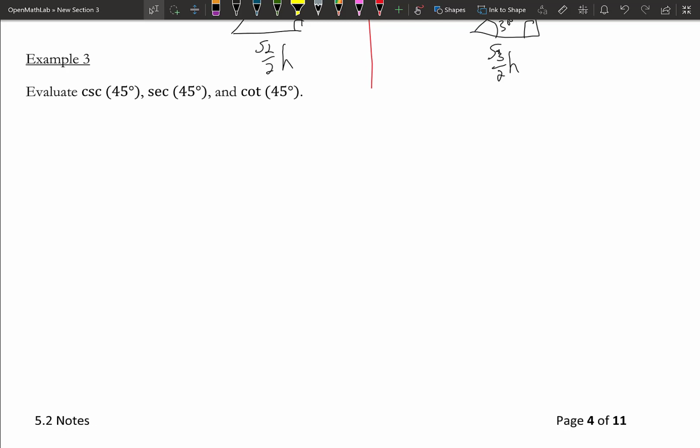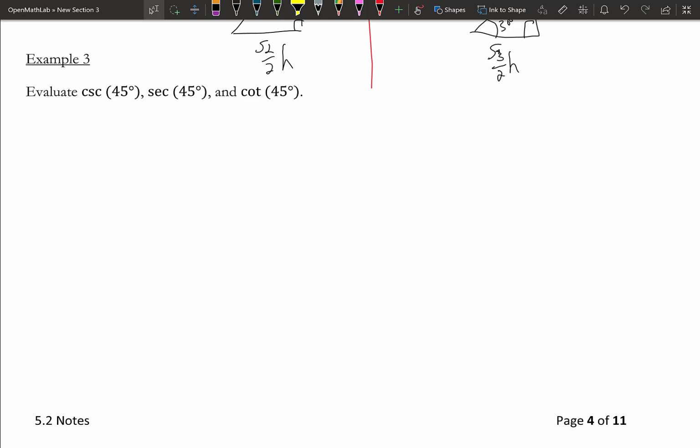So that's just a nice little mental check, just to be sure you did it correctly. So now ready for example 3. We want to evaluate cosecant of 45, secant of 45 degrees, and cotangent of 45 degrees, right?